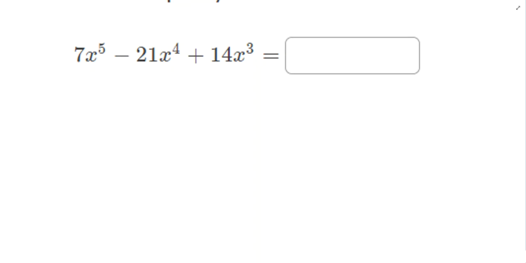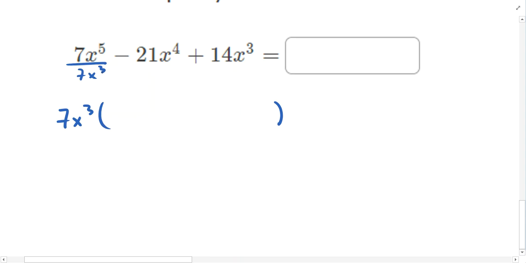And as it turns out, each of these three terms does have a common factor, and it happens to be the number 7 along with an x cubed. So if we were to divide each of these or factor each of these by 7x cubed, and I've got enough room so I might even show that: divide by 7x cubed, divide by 7x cubed, divide by 7x cubed. That's really what's happening when we're factoring by 7x cubed.